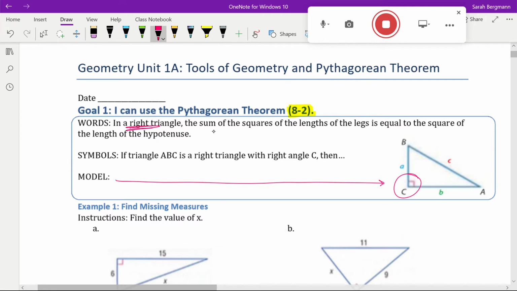It says the sum of the squares of the lengths of the legs. So sum, remember, means addition. You add the legs together, and you also have to square the legs. The legs are the two sides of the triangle that make the right angle. In this case, side A and side B together create the right angle. The side that's across from the right angle, in this case side C, is called the hypotenuse.